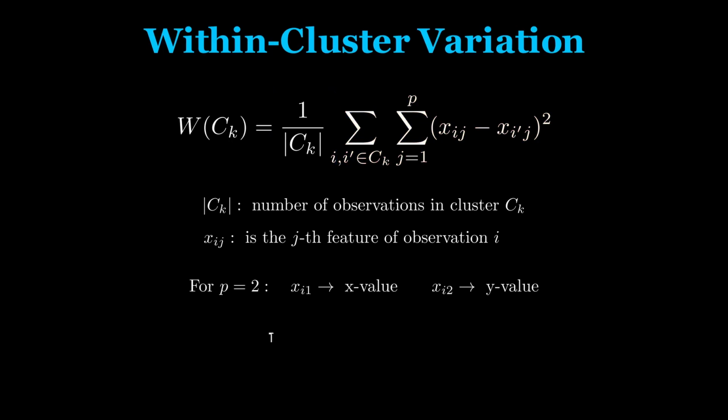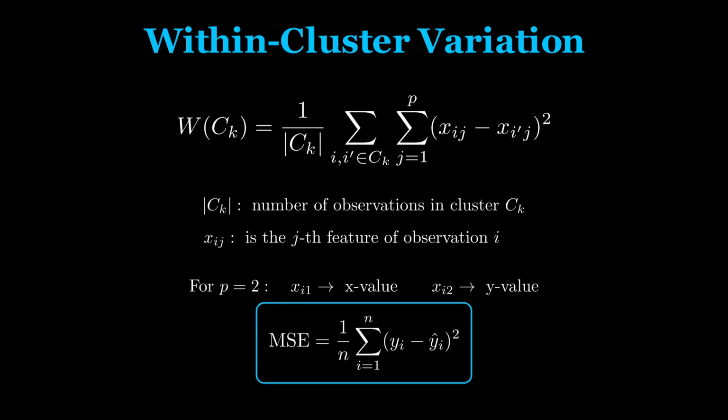You may notice that the within-cluster variation formula looks similar to the mean squared error formula. Both formulas rely on minimizing the sum of squared differences. Although the two formulas have different inputs, the idea that large differences get penalized heavily works the same way.